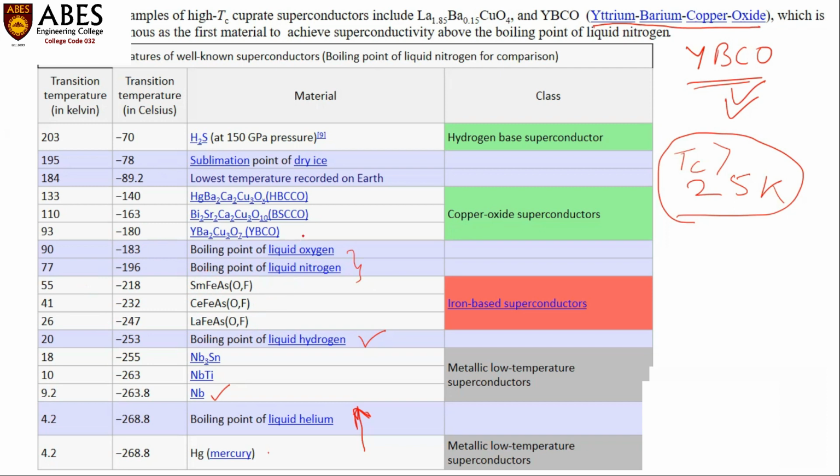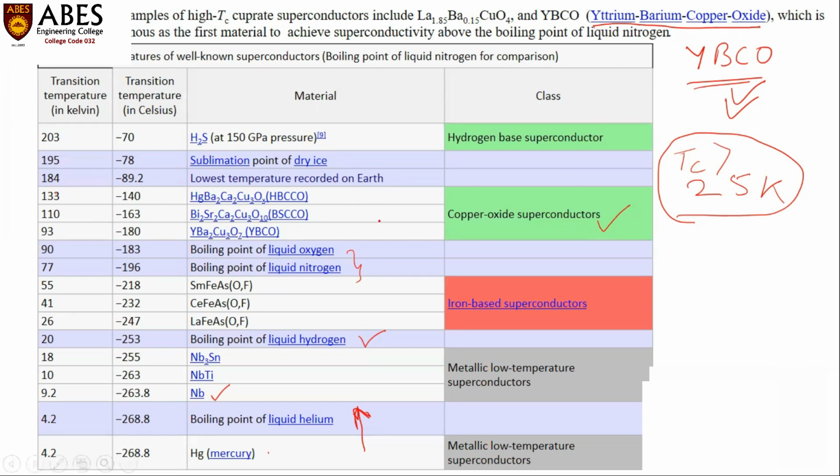If you move a bit higher, using a bit more combination of elements, we have certain copper oxide superconductors. Very famous is mercury, barium, calcium, cupric oxide, which has a transition temperature of over 133 Kelvin. And again, the combination of bismuth, strontium, calcium, cupric oxide has a transition temperature of 110 Kelvin. And again, our very basic yttrium, barium, cupric oxide has 93 Kelvin. These are all the high temperature superconductors which we have used.